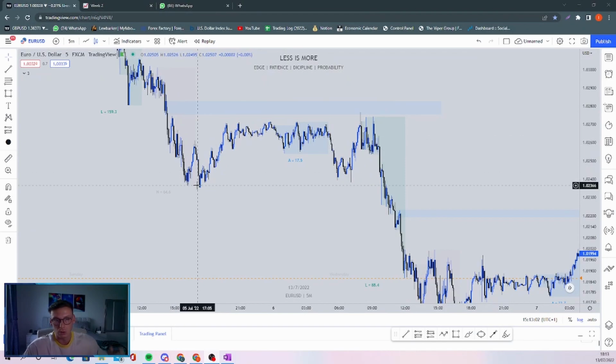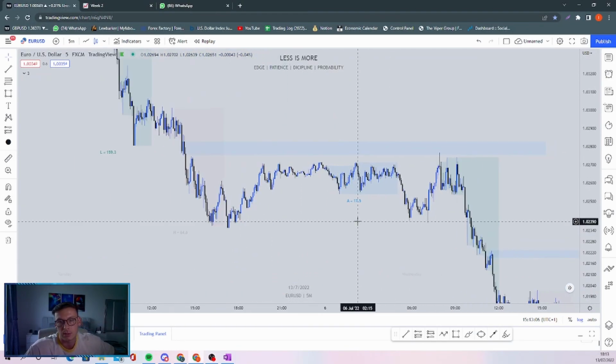Let's see. TradingView. There we go. Cool, you can see my chart here. Okay, what are we looking at? So we're just looking at the 5 minute time frame right now.